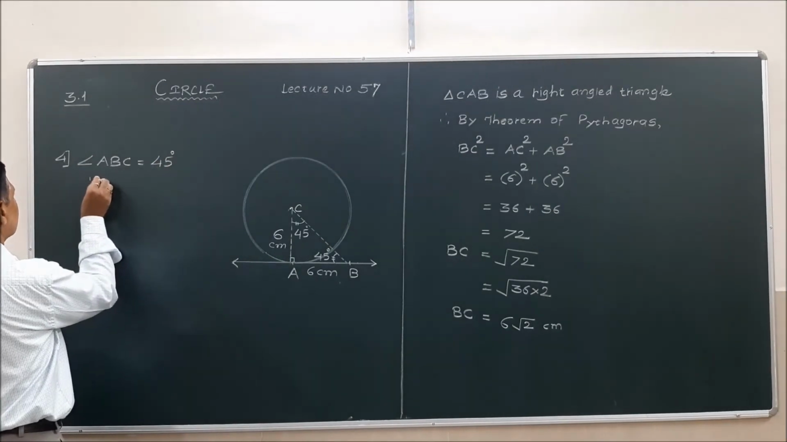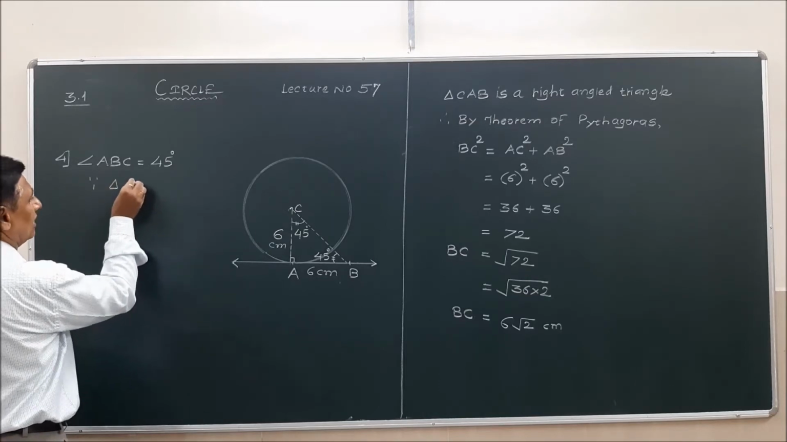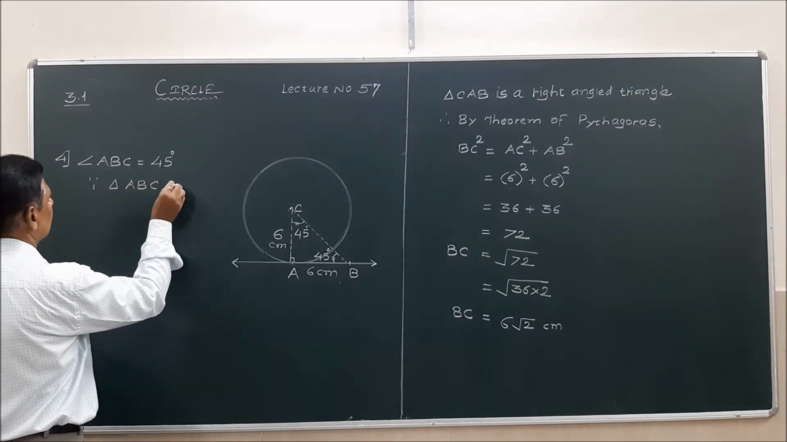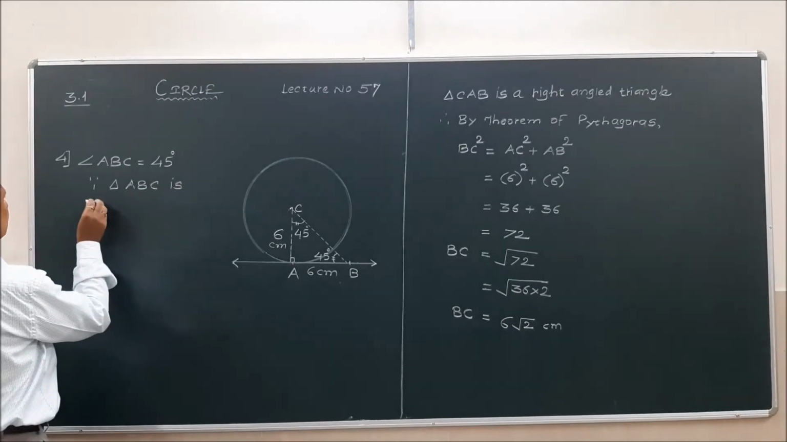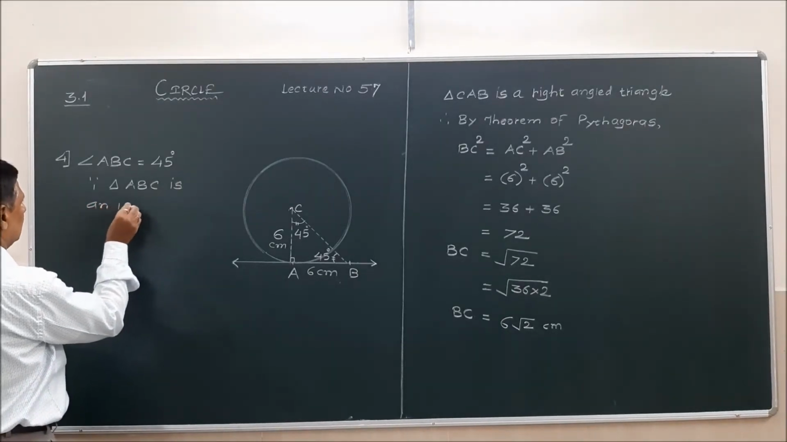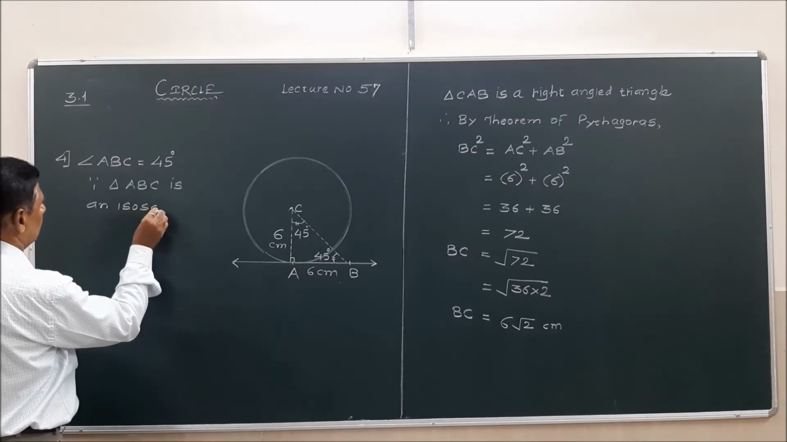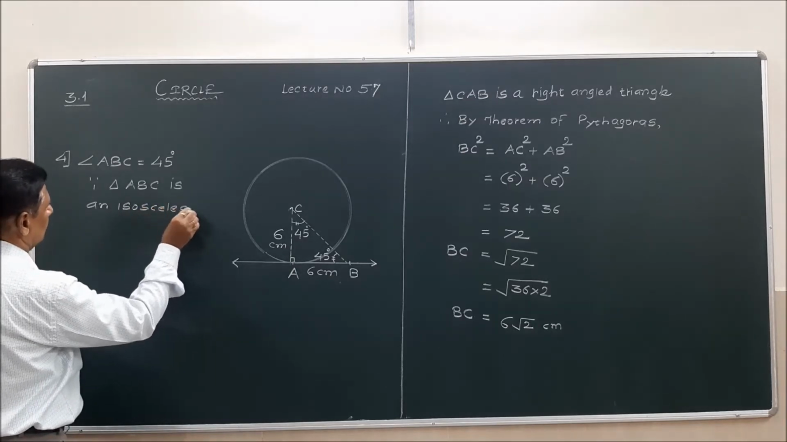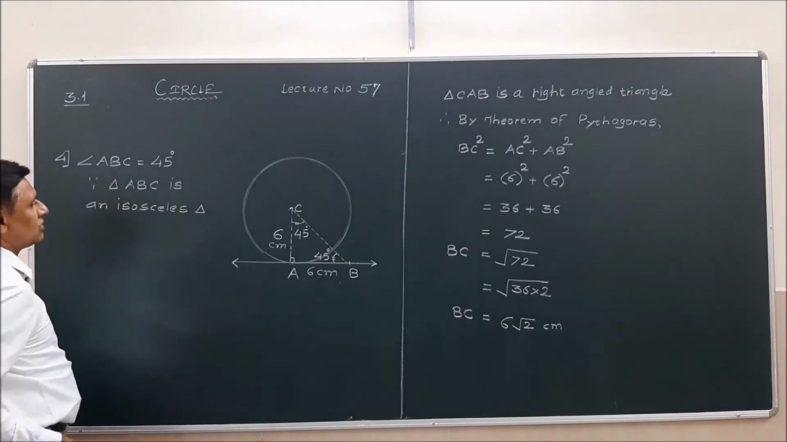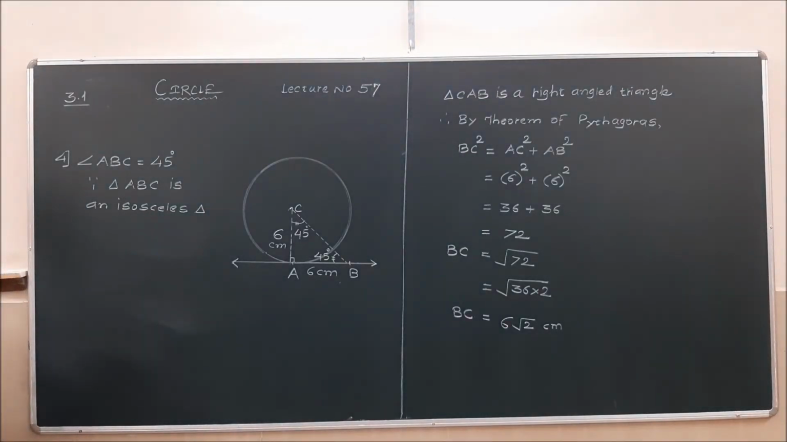Reason is triangle ABC is an isosceles triangle. So this is how we finished here. Question number 1. There are 4 sub questions in this question number 1, and we finished it. Now let's begin question number 2.